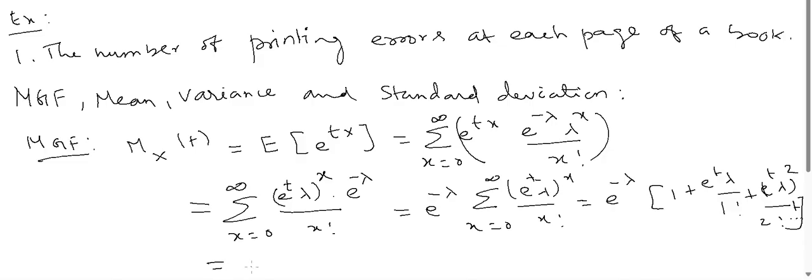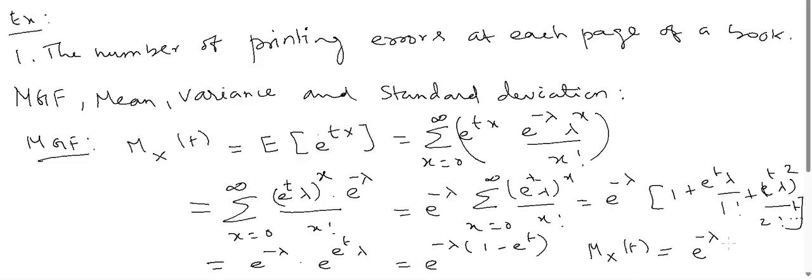So we can write this as e power minus lambda into e power of e power t into lambda. Taking e as the single base and minus lambda outside, it becomes lambda into e power t minus 1. Therefore, the MGF Mx of t of a Poisson distribution is e power lambda into e power t minus 1. This is an important derivation.